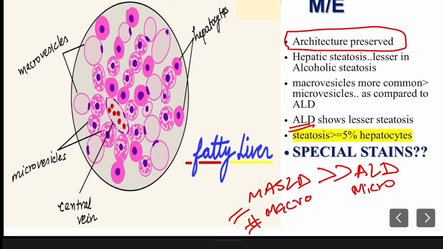Here in the image you can see the microvesicles. In this there are multiple vacuoles seen in the hepatocytes, while in the macrovesicular form there is a lot of fat in the hepatocytes and the nucleus is pushed to the periphery. This is the macrovesicle, which is more common in MASLD. We call it steatosis when more than 5% of the hepatocytes show this fatty change. The fats cannot be demonstrated by routine stains, so they are demonstrated by special stains like oil red O and Sudan black B on frozen section.